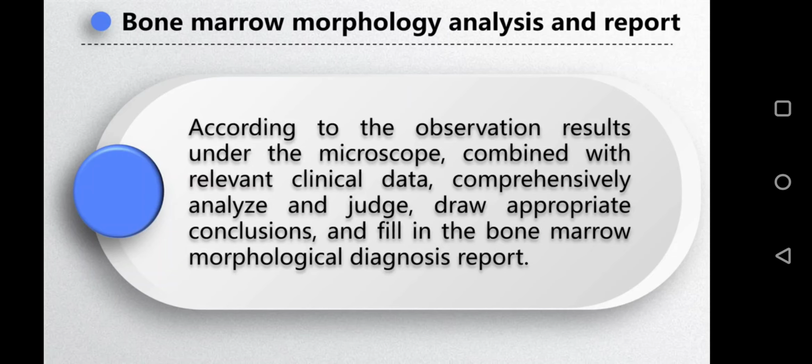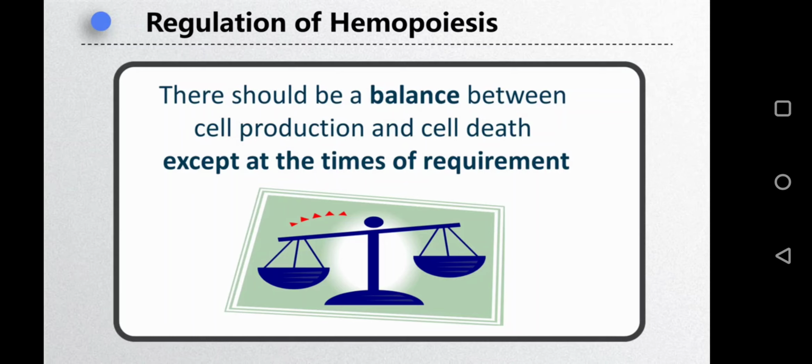According to the observation results under the microscope, combined with relevant clinical data, comprehensively analyze and judge, draw appropriate conclusions, and fill in the bone marrow morphological diagnosis report. There should be a balance between cell production and cell death, except at times of requirement. Loss of balance can cause many diseases.